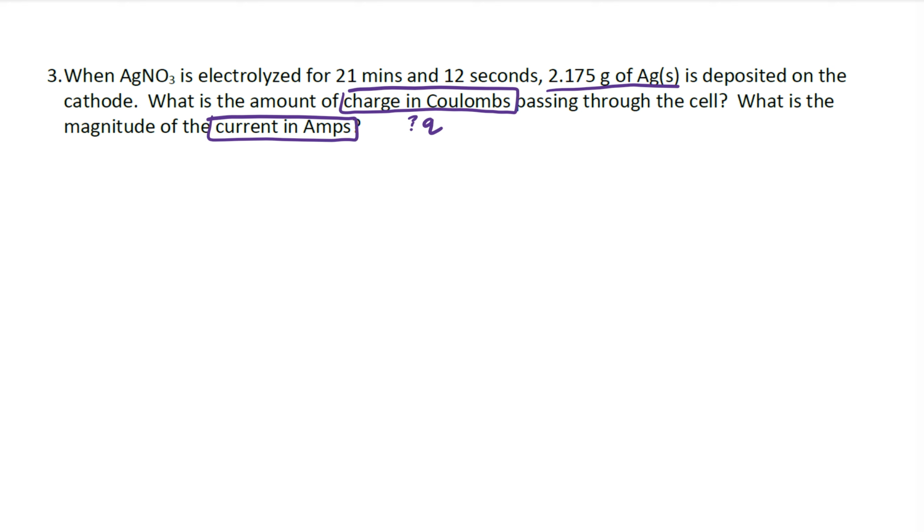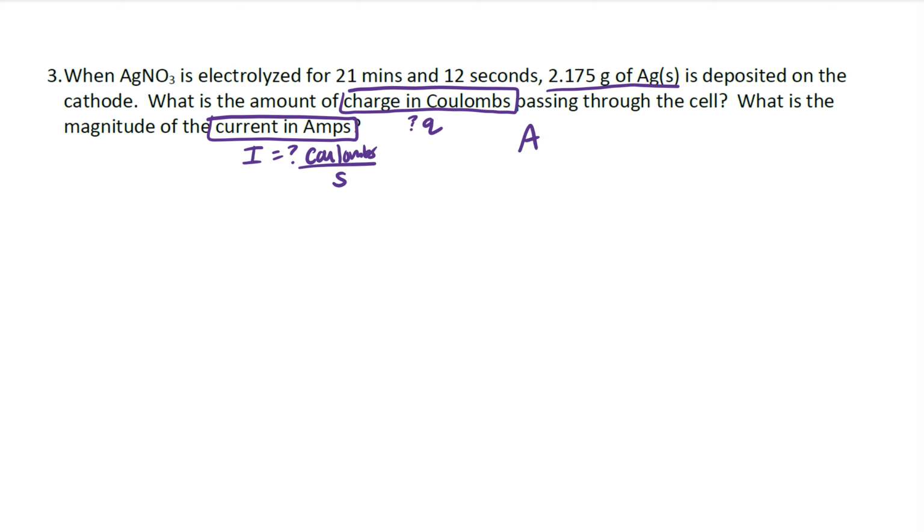And then finally, what is the magnitude of the current measured in amps? Remember, the symbol for current is a capital I, and that's going to be equal to some amount of amps, which is just going to be coulombs per second. All right, so here we go. If we have silver deposited at the cathode, write out the balanced equation.